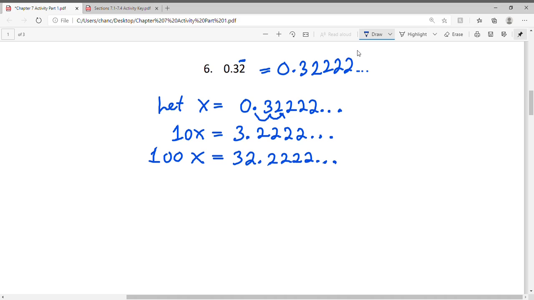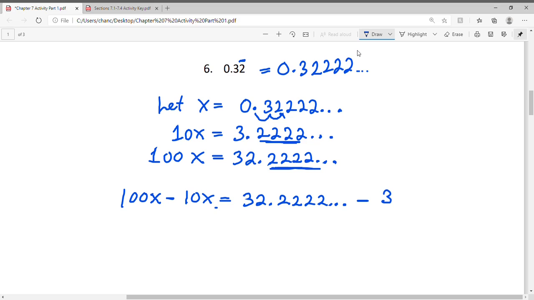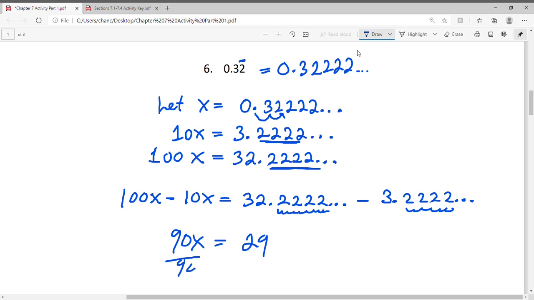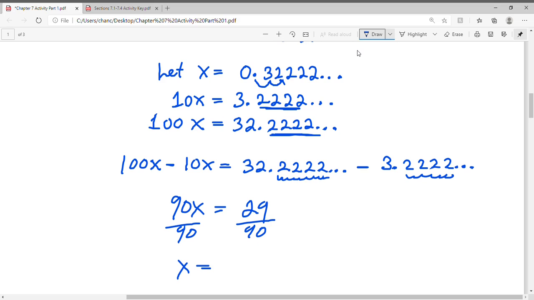And this is great because the 2's now have a good chance of canceling out with these repeating 2's. So let's start with 100x and we'll subtract 10x from it because these 2's will cancel out with each other. We have 100x minus 10x on the left, and on the right it's 32.222 repeating, minus the 10x, which is right here, 3.222 repeating. And you will see that all of these repeating 2's do cancel out. That's exactly what we want. We have 90x on the left, and on the right it's 32 minus 3, which is just 29. Let's divide both sides by 90. Our fractional equivalent is 29 over 90.